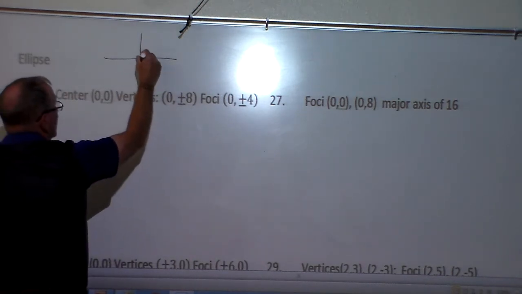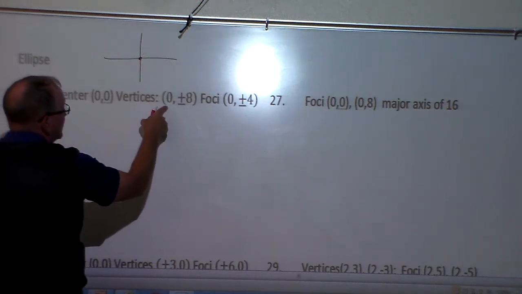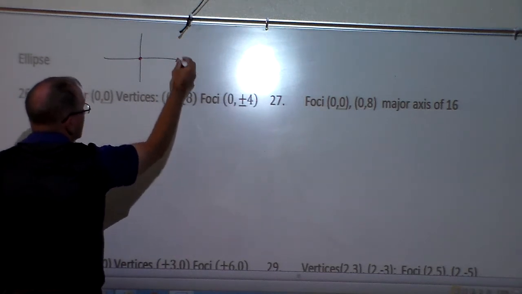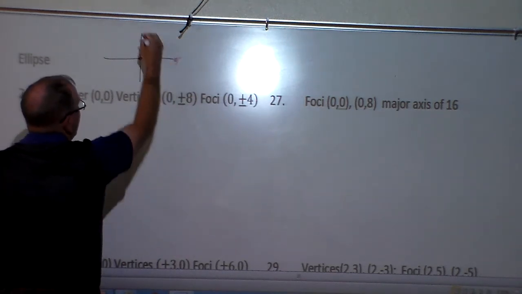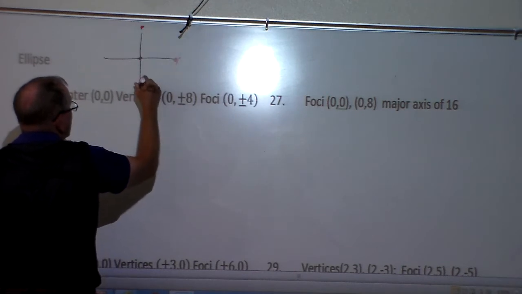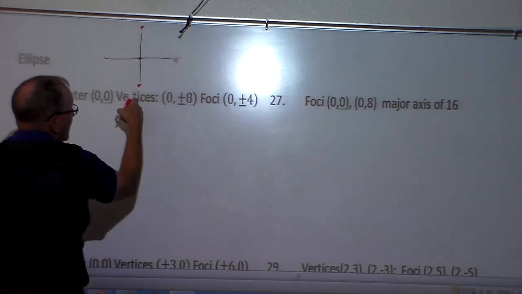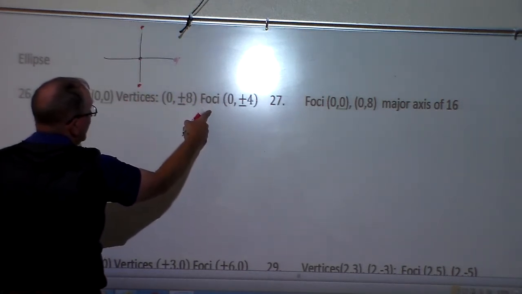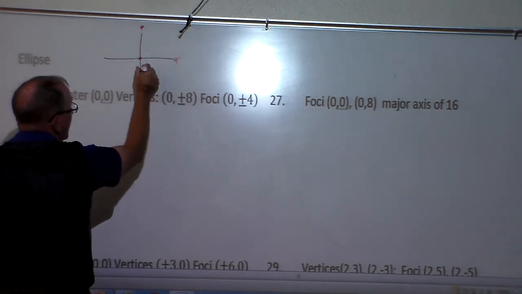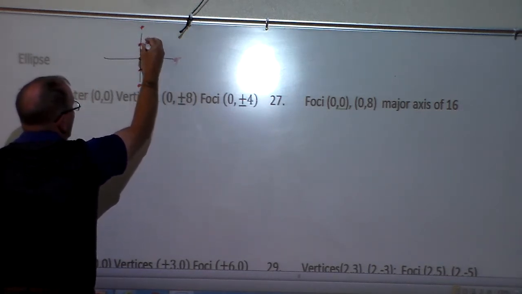I know the center is 0, 0. I have vertices out here at 8. Wait a minute, sorry. That 8 would be up here. Down here, positive 8, negative 8. And I also have foci right here, 0, 4. There would be my foci.